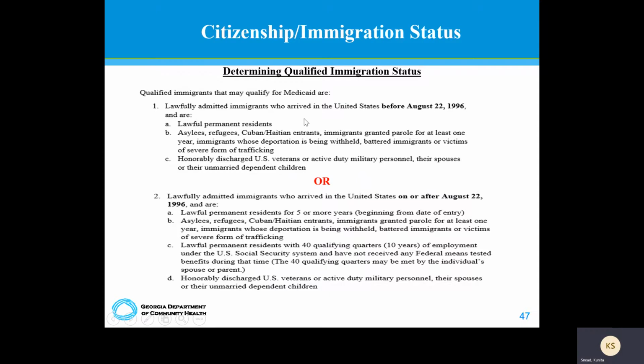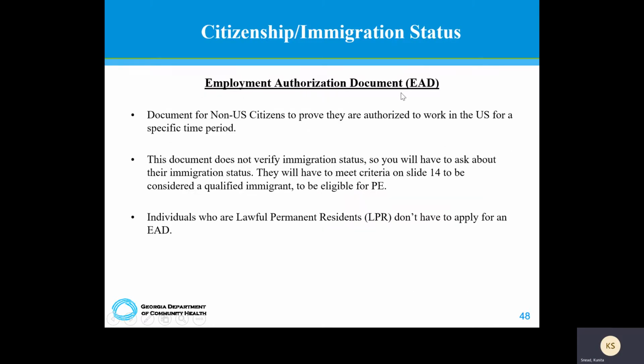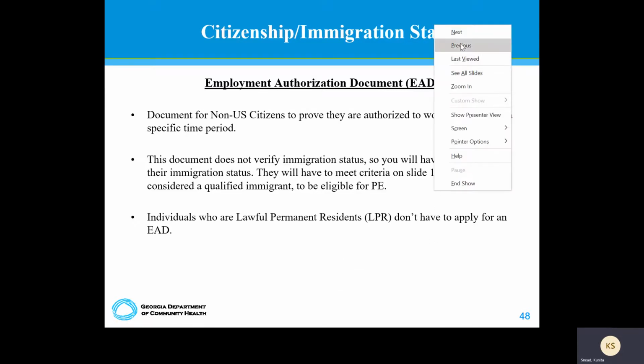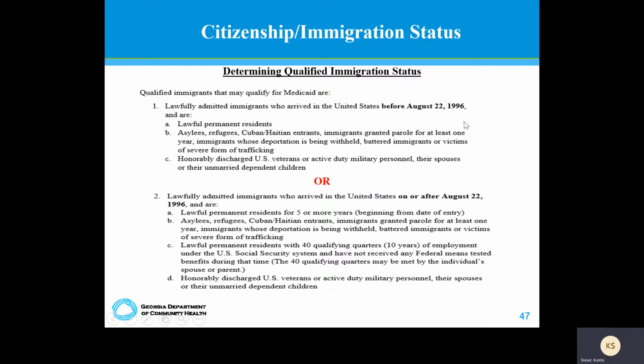So again, if they are not a U.S. citizen, you're going to have to ask when they entered the United States. Based off of that date, they need to either fit the criteria in number 1 or one of the criteria in number 2. If you have an individual that comes in and gives you an employment authorization document or an employment authorization card, that does not verify their immigration status. So what you're going to have to do is still go back and ask them when they entered the United States, and then they're going to have to fit one of the criteria either in number 1 or number 2. So that employment authorization document or card does not verify their immigration status.